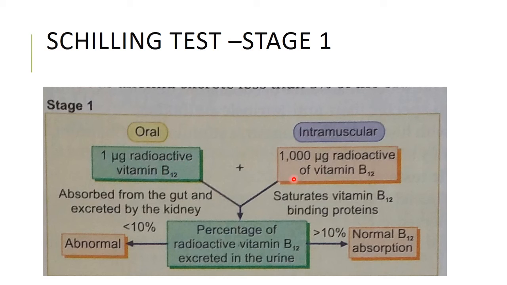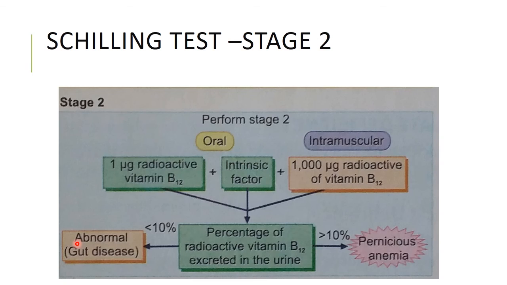So after this particular procedure, over the next 24 hours the urine will be collected, and in the urine the radiolabeled vitamin B12 will be analyzed to see to what concentration it is present. If it is more than 10%, it indicates there is normal B12 absorption. If it is less than 10%, it will be abnormal. So if it is an abnormal result, we'll move on to stage 2.